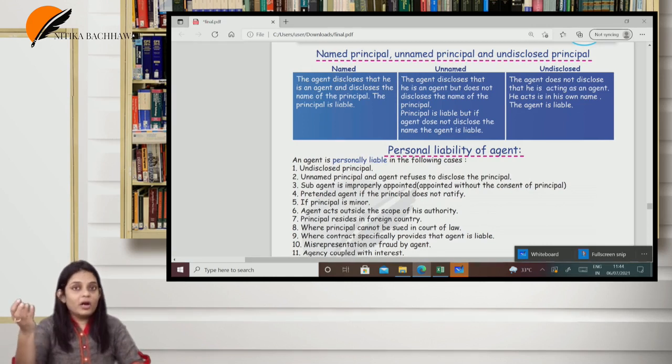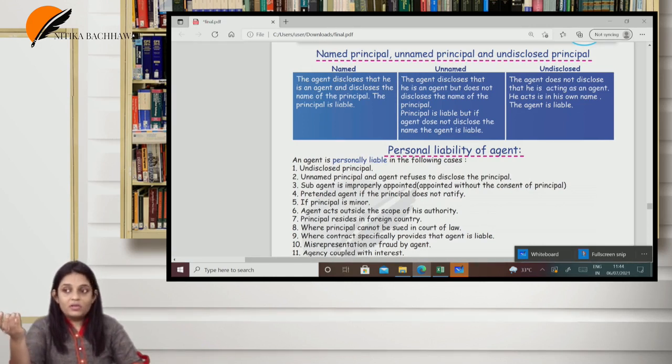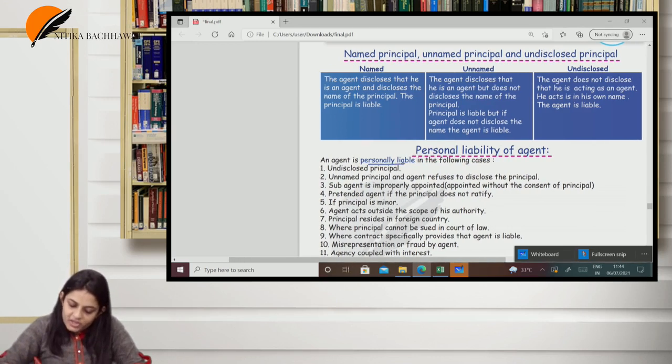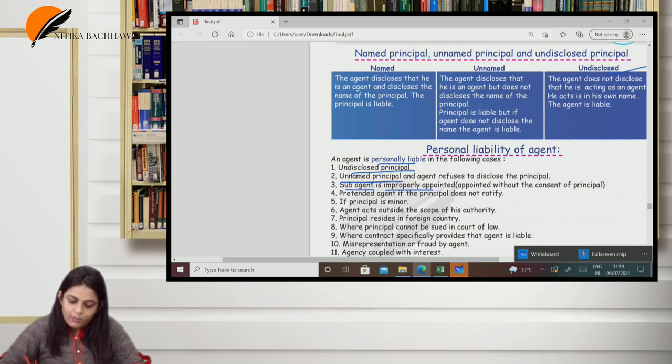If I have not given the name of my principal, or I don't say that I am acting as an agent, who is liable? I am liable. So an agent is personally liable in case of an undisclosed principal. In case of an unnamed principal, if the agent refuses to tell the name, or a sub-agent is improperly appointed, what is improperly appointed? Without the authority of the principal. Pretended agent, if the principal does not ratify.